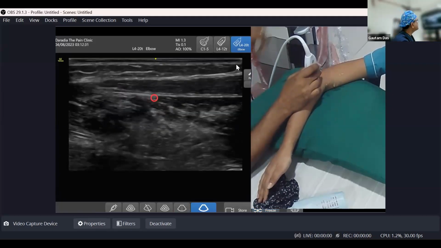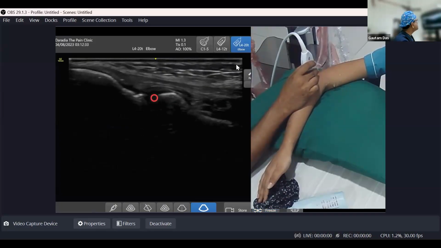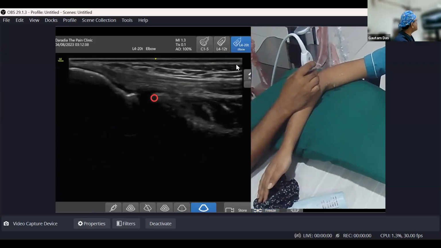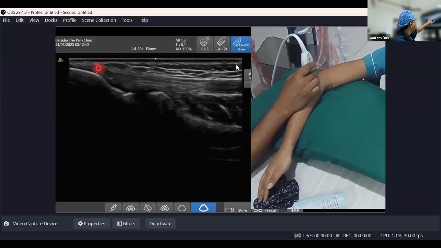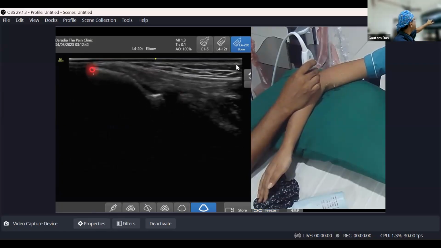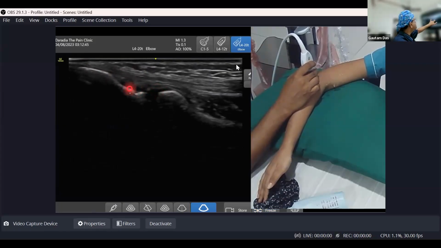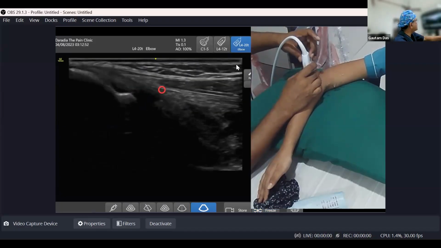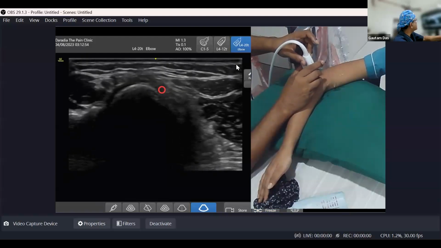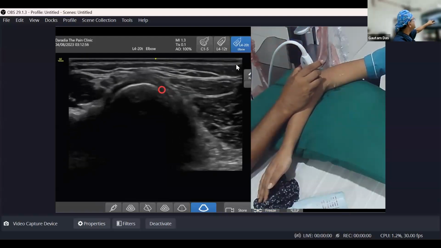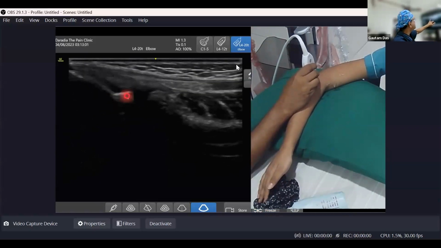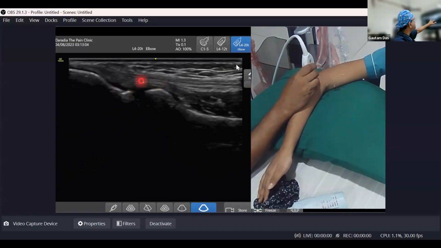So let me show you again. This is your extensor carpi radialis brevis tendon, the most superficial one, and it is going a little above as well. And now, sorry, this is your ligament, and this is your annular ligament. Now, annular ligament, I'll be showing you in the short axis. So this is your radial head. So this is your annular ligament. And if I'm holding like this, the annular ligament and the radial head are basically interligamentous.